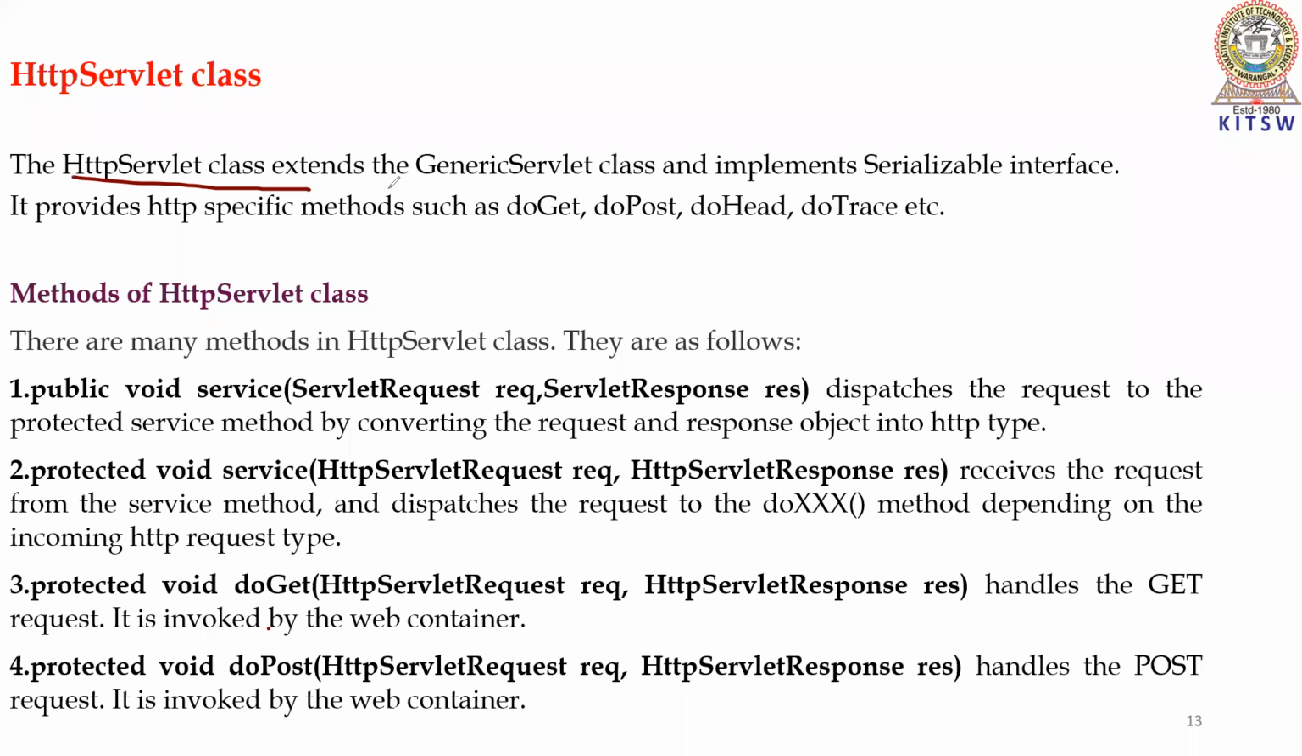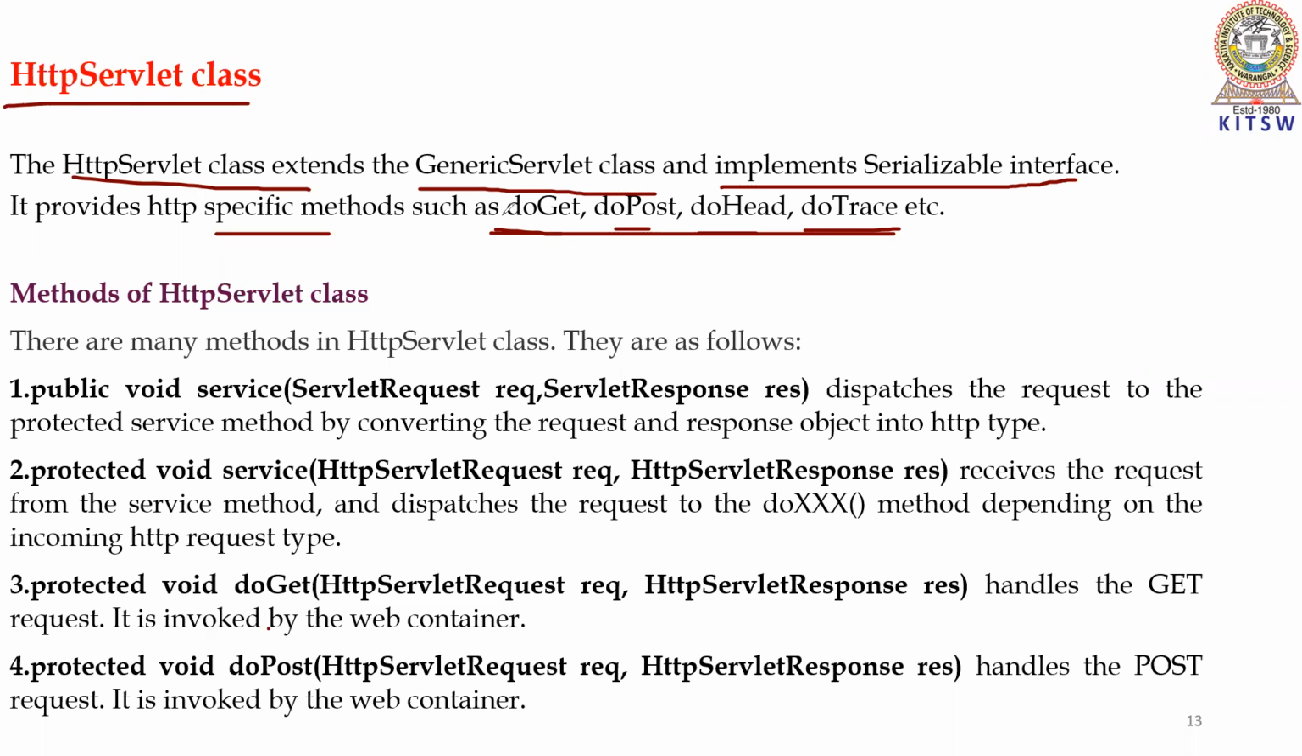The HttpServlet class extends the GenericServlet class and implements the Serializable interface. It provides specific methods: doGet, doPost, doHead, doTrace. These methods are very important. This HttpServlet class provides us these four methods: doGet, doPost, doHead, doTrace.